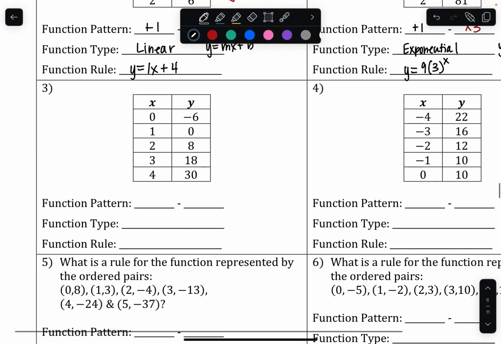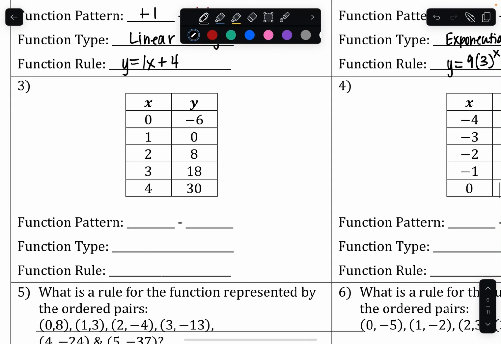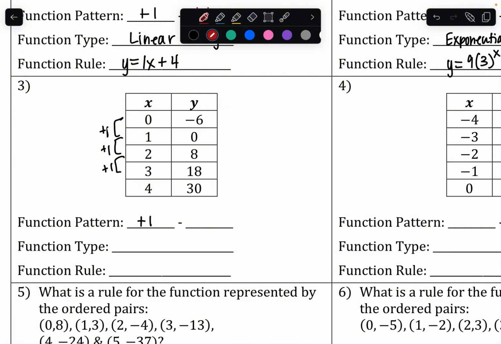Okay, looking at this next one, I see that the x's are going up by 1, and so it makes sense to look for a pattern in the y's. And I know right off the bat that we're not multiplying each time, because once we get to 0, it would stay 0 the whole time. And so I'm going to go ahead and look for an adding pattern. So to get from -6 to 0, we add 6. To get from 0 to 8, we've added 8. To get from 8 to 18, we've added 10. To get from 18 to 30, we've added 12.